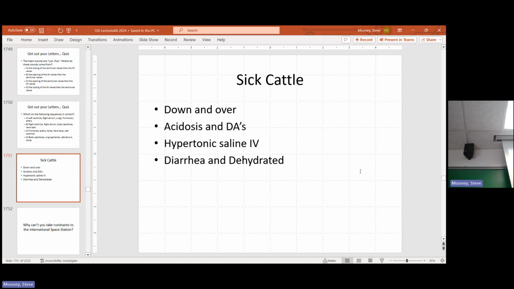Acidosis and DAs. How do those things work? How do they occur? What happens when those conditions exist? We'll talk about a hypertonic saline IV and then diarrhea and dehydration in calves. So all of these are related to body water and rumen function. So how do we maintain the blood levels? How do we maintain the body water throughout the cow?